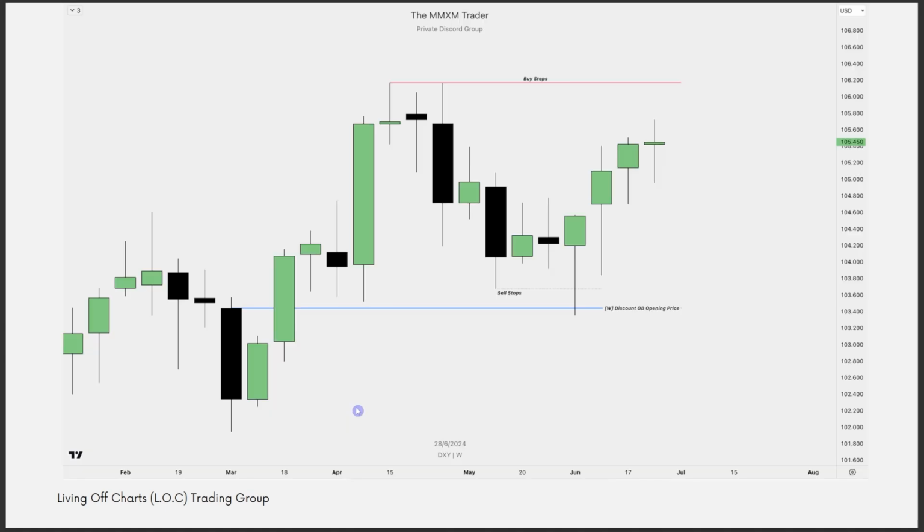So let's start off on the higher time frame as always, right? You need to have a higher time frame narrative before you can determine where you want to trade towards, and are you even looking for longs or shorts, right? You need to have that higher time frame narrative and bias.